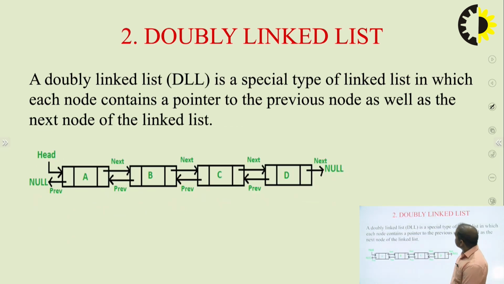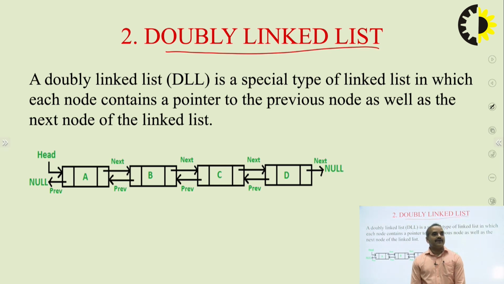Now the next point is the doubly linked list. In a doubly linked list, each node is divided into three parts. There is no difference in the definition. It can also be defined as: a doubly linked list is a collection of nodes and each node is divided into three parts. The first part is the address of the preceding node. The second part contains data and the third part contains the address of the next node.